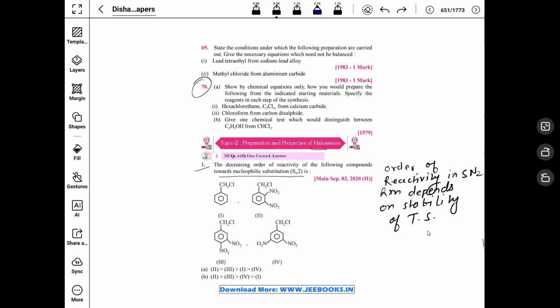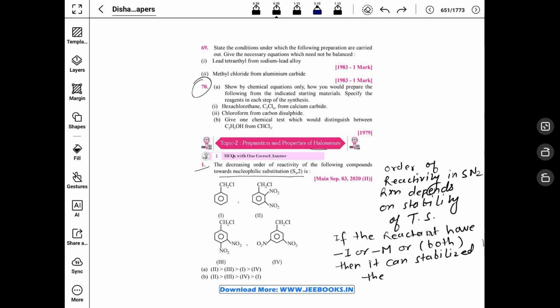And which transition state will be stable? If the reactant has minus I or minus M or both, then it can stabilize the negative charge of the transition state. So for example, when we have a nucleophilic substitution reaction, let's imagine this is the reaction, and in this case the nucleophile is attacking and the halogen is leaving.